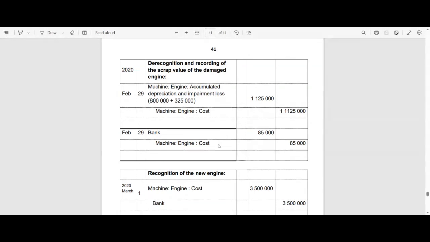And then they also said that the scrap value dealer bought that old machine from us. We assume he paid us immediately, so that means we can go and debit our bank account with 85,000 rands. I'm not 100% sure whether I agree with this entry actually. Let me just think about it. Ladies and gentlemen, we've got to change this. I'm so sorry. There's an error here.